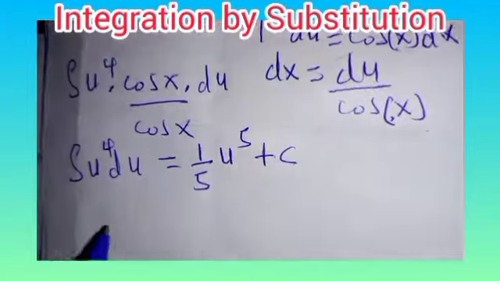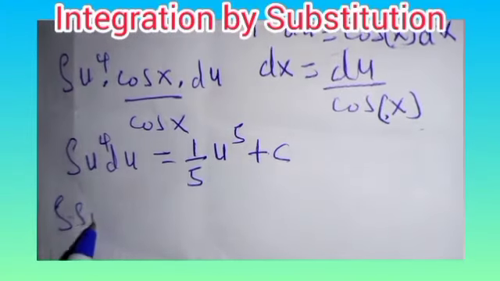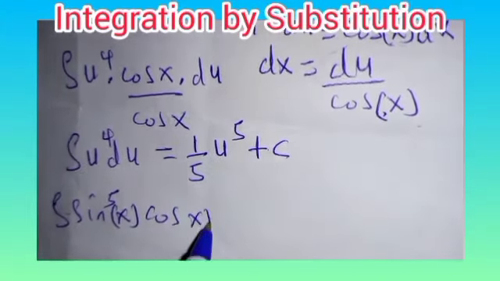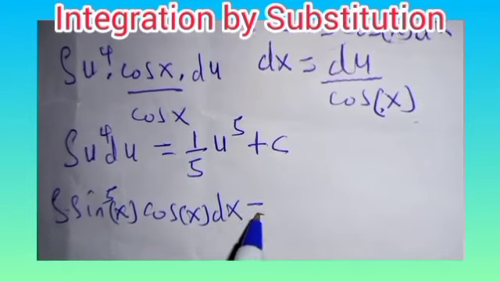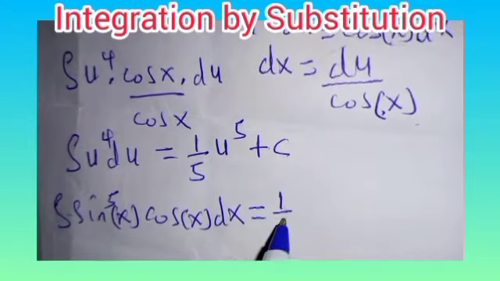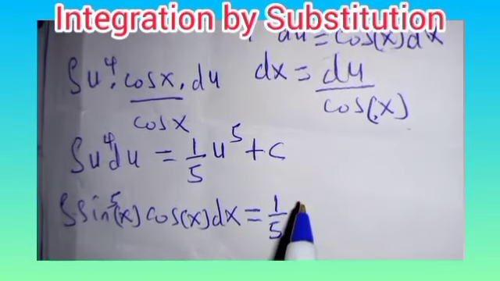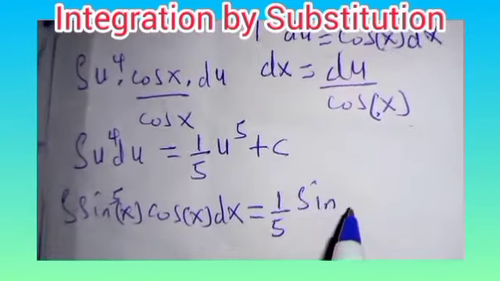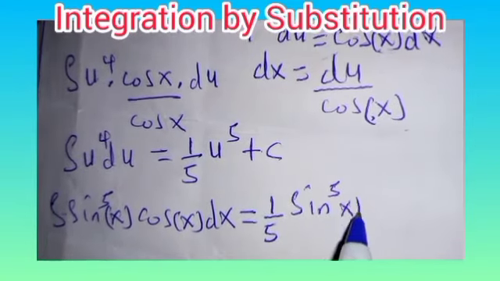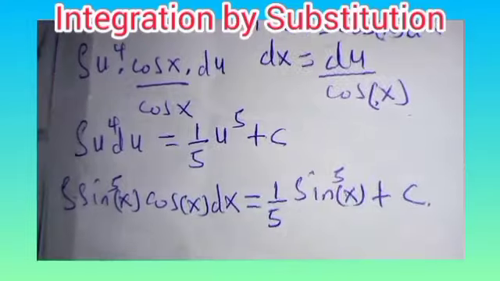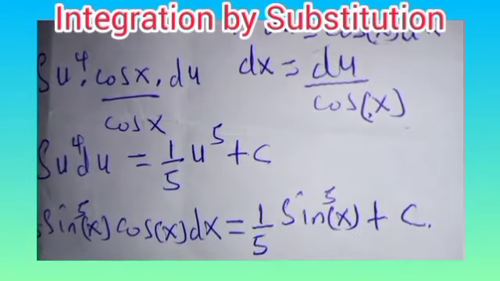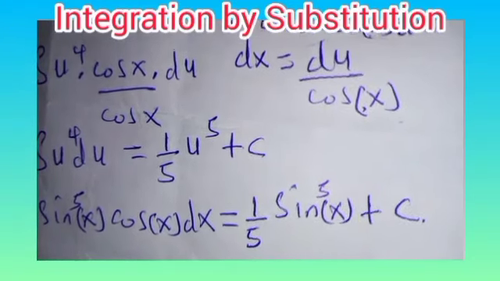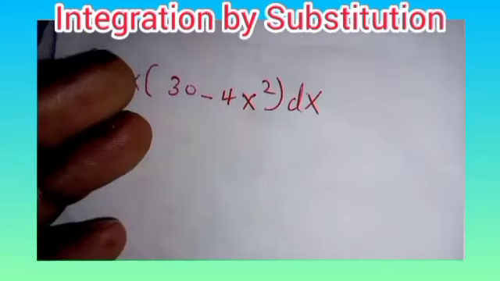which is, now from there, we substitute. So the integral of sine of x power 4 cos of x dx is equal to 1 over 5, our u is sine x, power 5 plus some constant c, and that is the answer of that case.